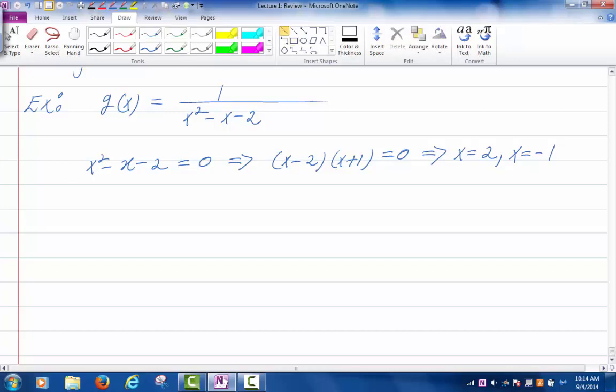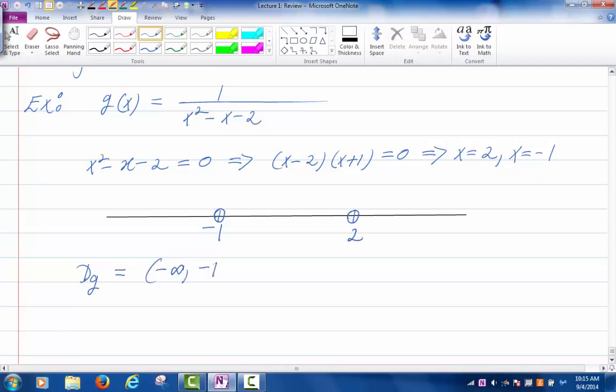On the number line, which you don't have to include in your answer, I'm just showing it to make sure you get how to get the interval notation. Here is negative 1, here is 2, and you have to exclude negative 1 and 2 and include everything else. So the domain of g would be everything from negative infinity to negative 1, excluding negative 1, then from negative 1 to 2, excluding negative 1 and 2, and then from 2 to infinity, again excluding 2. So that's how you need to write the answer in interval notation.